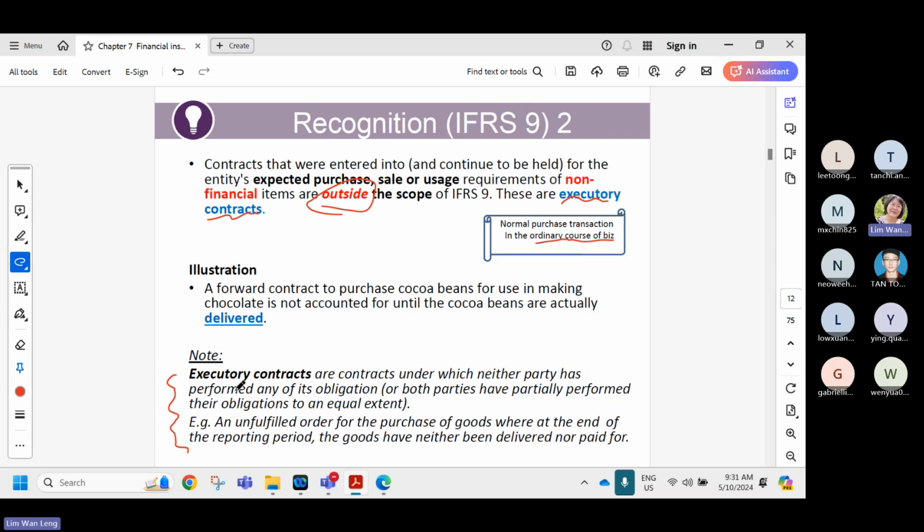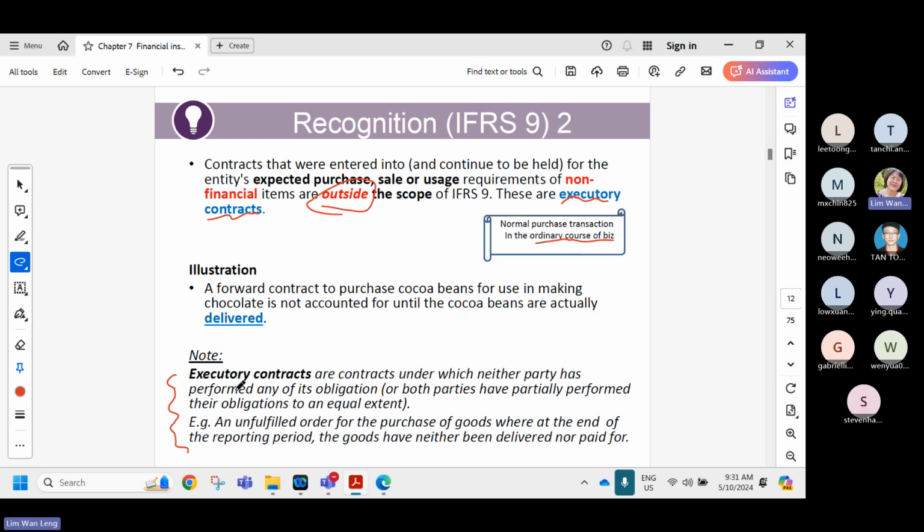But the entity that makes the order did not pay, and the seller or the supplier did not deliver any of the goods. So in other words, neither of those parties has done anything so far. So these are executory contracts. For example, a forward contract to purchase cocoa beans for use in making chocolate is not accounted for until the cocoa beans are actually delivered, because this is part of the executory contracts.